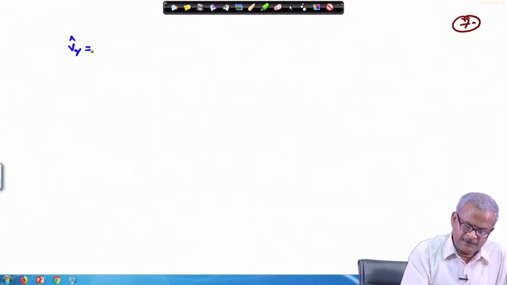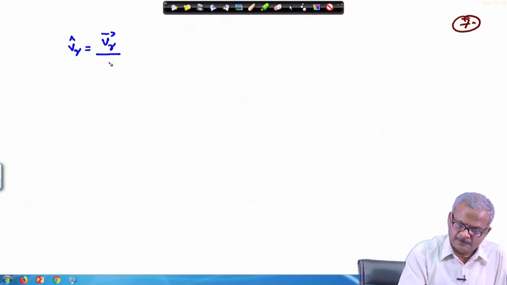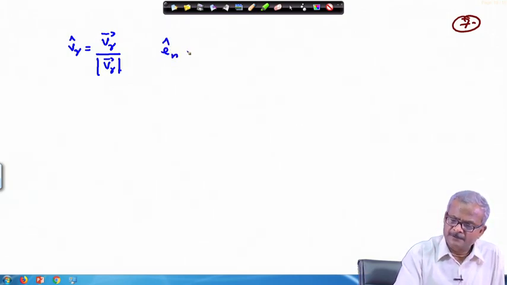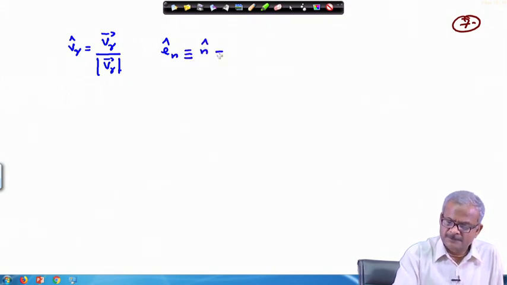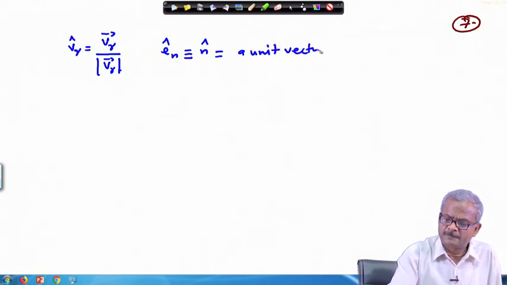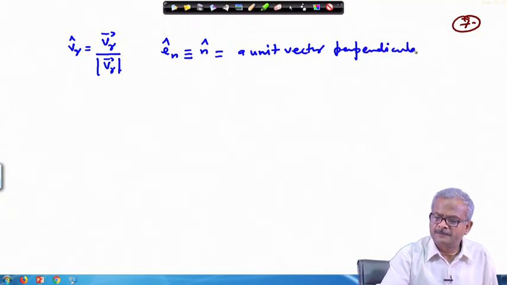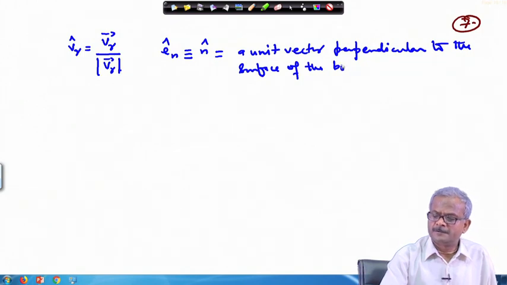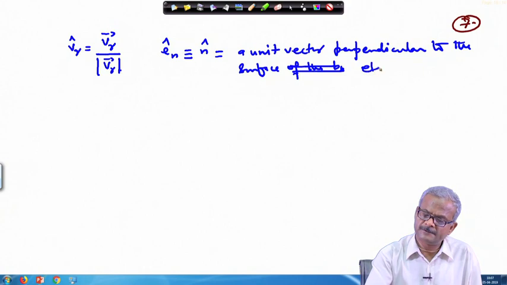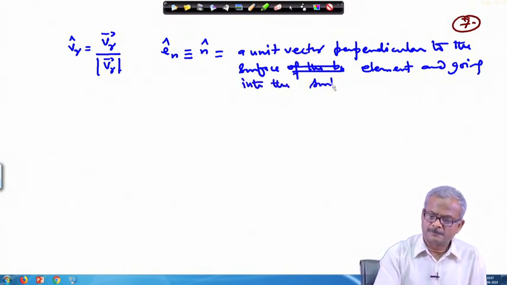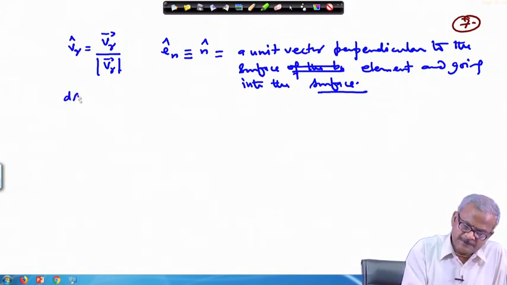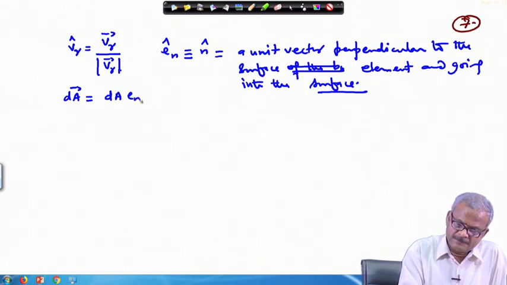So, we write v r cap equal to v r magnitude, and e n cap, this is a unit vector perpendicular to the surface element and going into the surface. So, the surface element d a we can write as d a times e n cap.